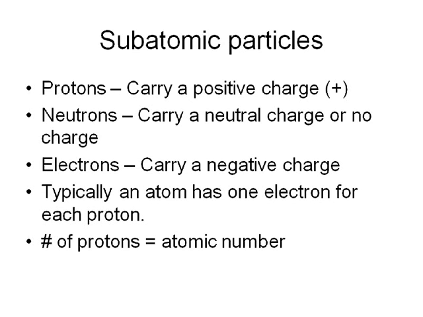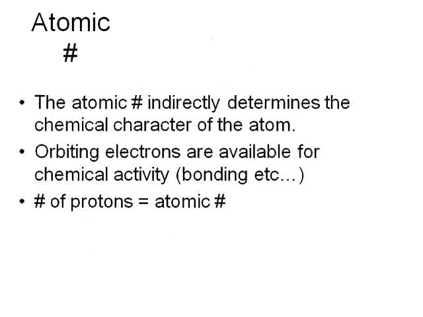Okay? Typically, an atom has one electron for every proton. So if we see a proton in the nucleus, we are likely to see an electron in the cloud orbiting the outside. If we see two protons, we see two electrons. 3 protons, 3 electrons. So we can now start to assign characteristics to these subatomic particles. The number of protons of any atom is now going to be equal to its atomic number. The atomic number will indirectly determine the chemical character of the atom.